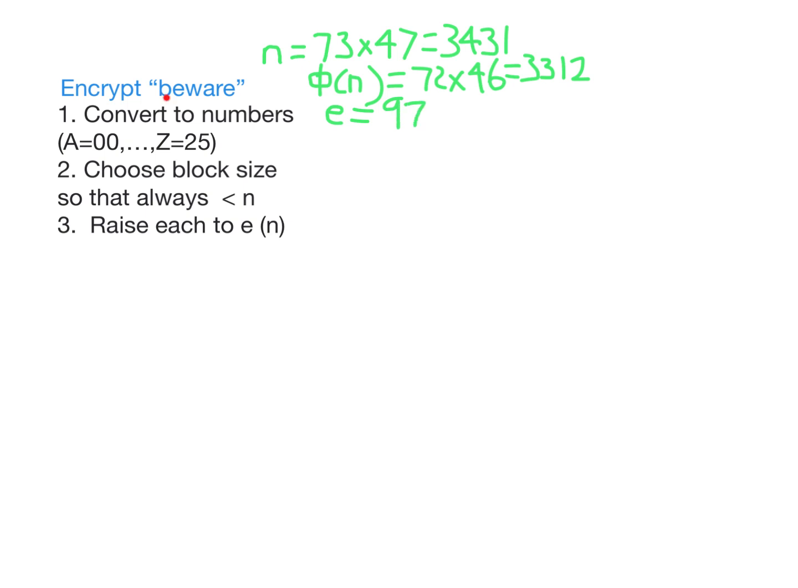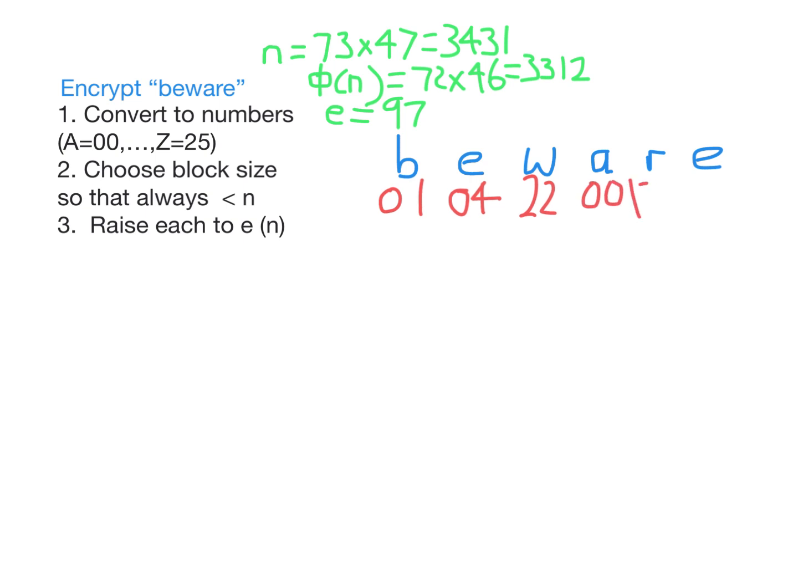So now we're going to take our message and convert it to numbers. When the computer uses this algorithm, it would use the ASCII codes and do everything in binary. I just think the algorithm is going to be hard enough to understand, so we're just going to choose the easy method. You can look up this table if you've forgotten. We have B is 01, E is 04, W 22, A is 00, R 17, and E again is 04.